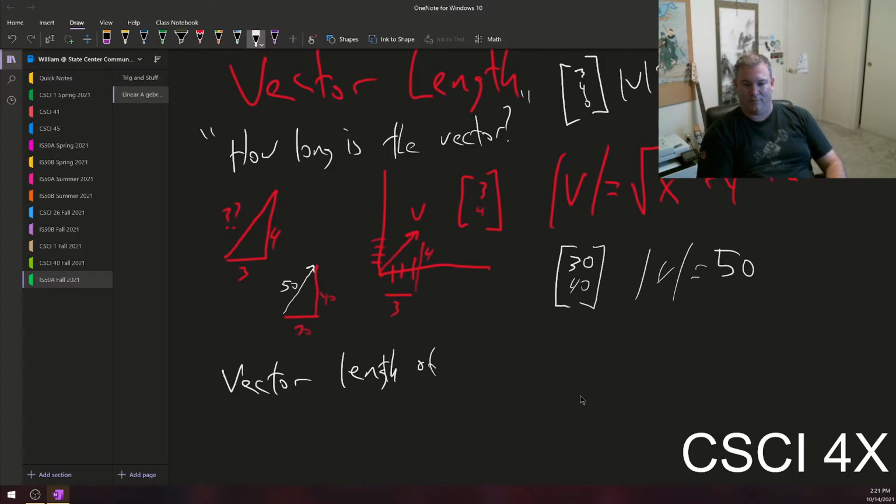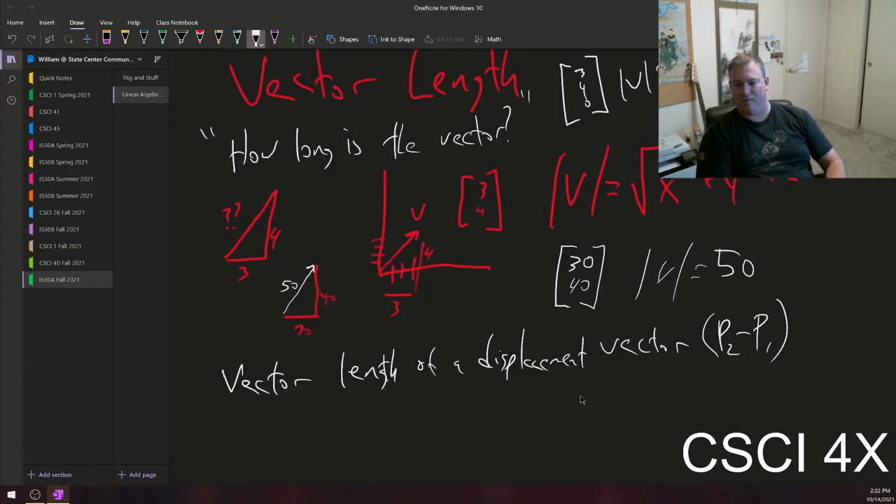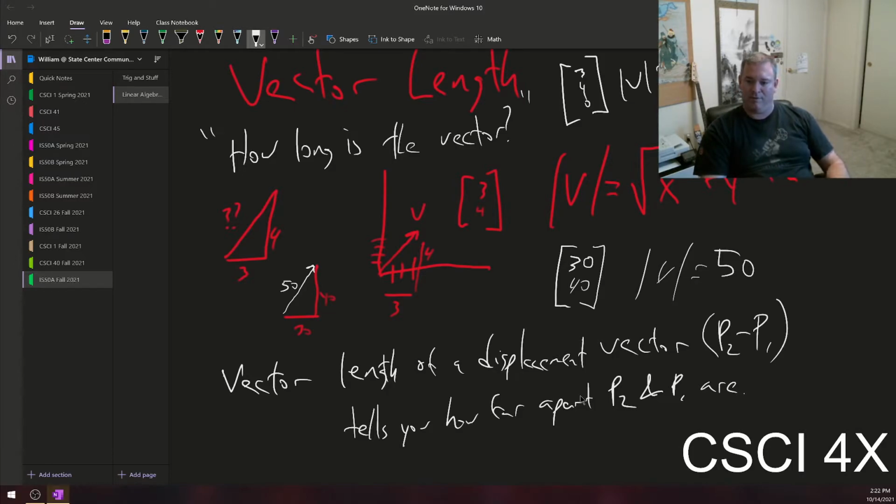Vector length of a displacement vector, and the displacement vector can be p2 minus p1, tells you how far apart p2 and p1 are. Okay. So p2 is position 2, the position of the NPC, p1 is the position of the car. If you take the vector length of that displacement vector, which you get by subtracting them, it tells you how far apart the two of them are. It's mostly for distance calculations. It's used for a lot of things.